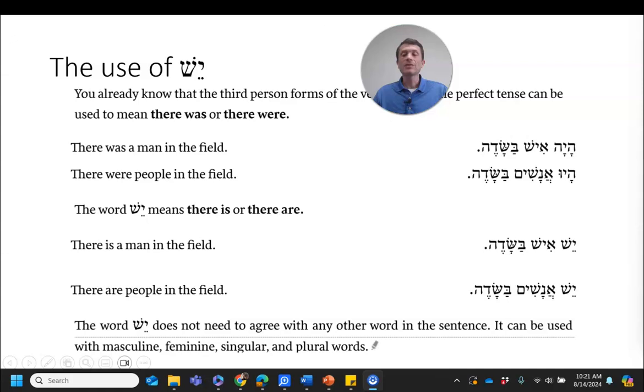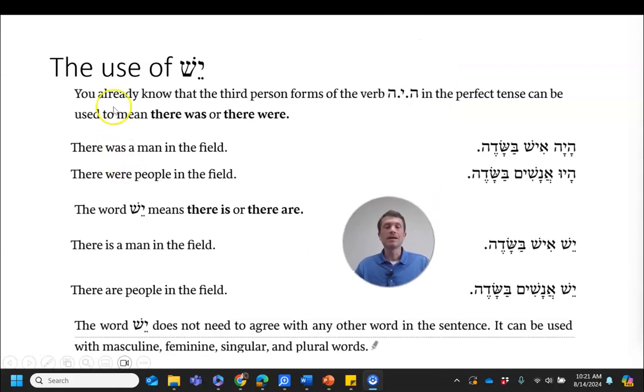Okay, let's look at the use of the particle yesh. Now, you already know the verb haya, which in the perfect tense, we talked about how it can be translated as there are or there were, with that dummy subject. So these first two examples show that there was a man in the field, or there were people in the field. We've already talked about how you can do that. Well, there is another and even more common way of communicating the idea of there is or there are in Hebrew, and that's using this particle of existence.